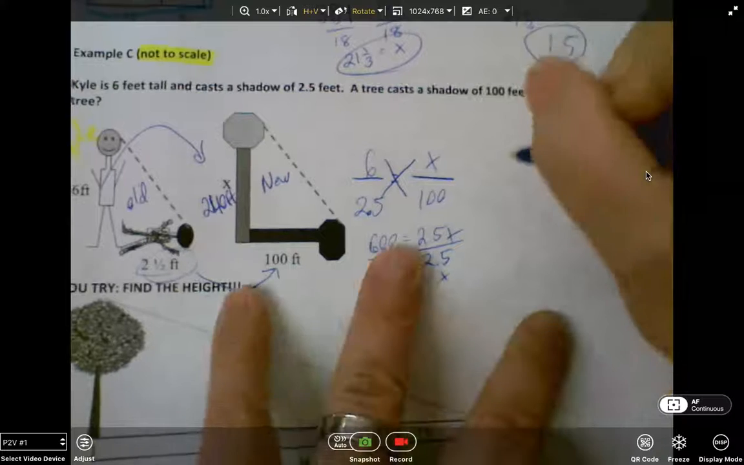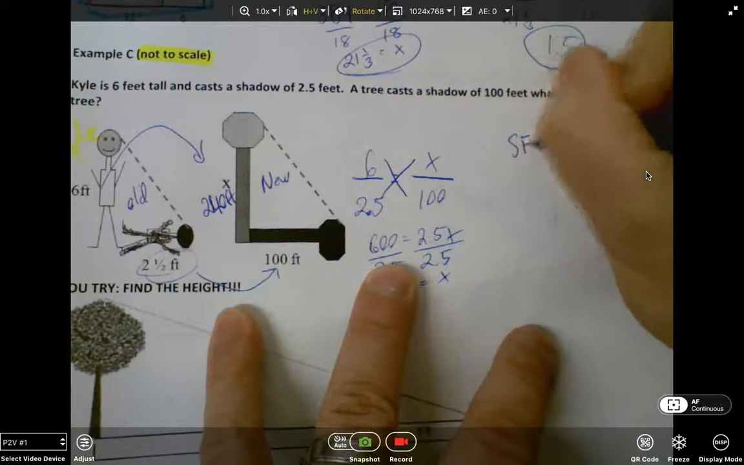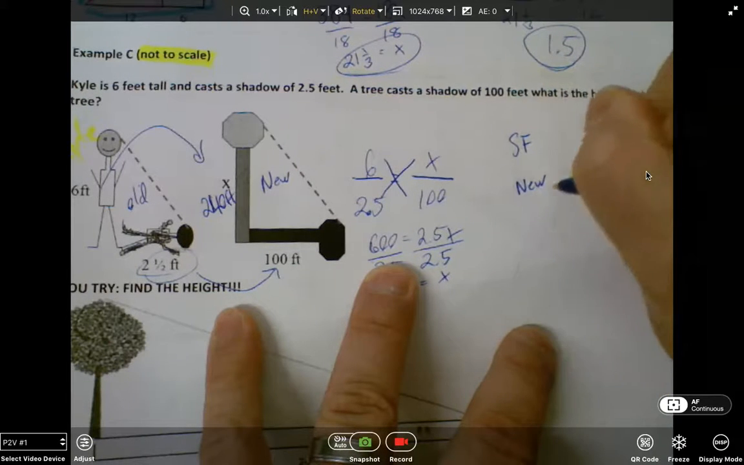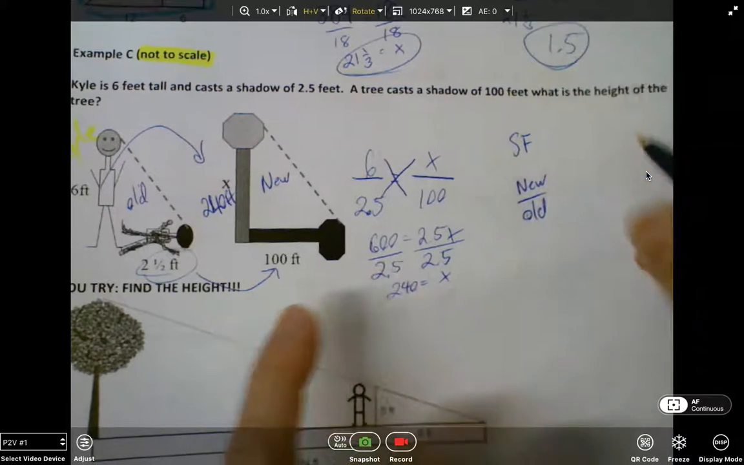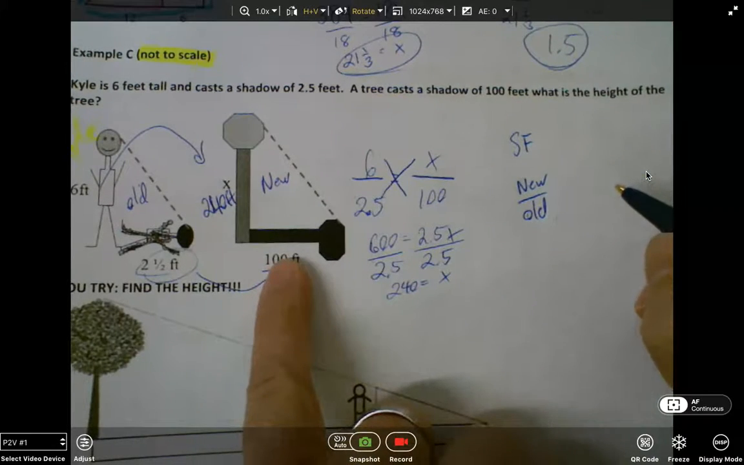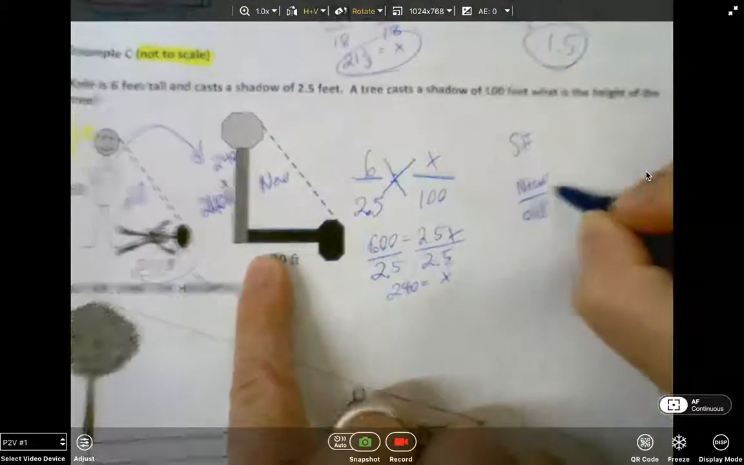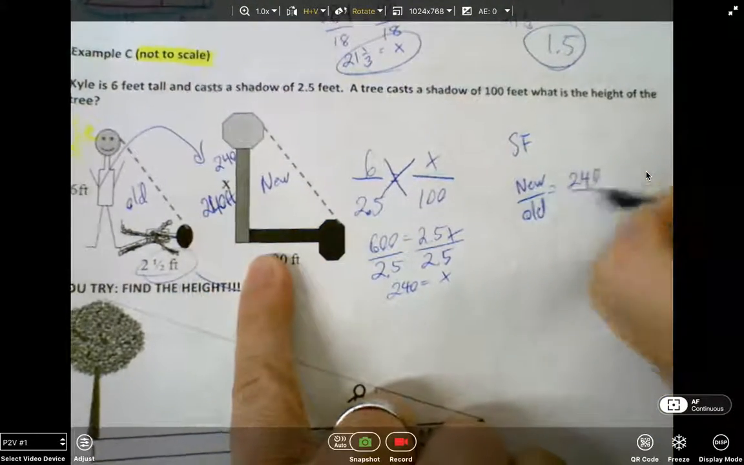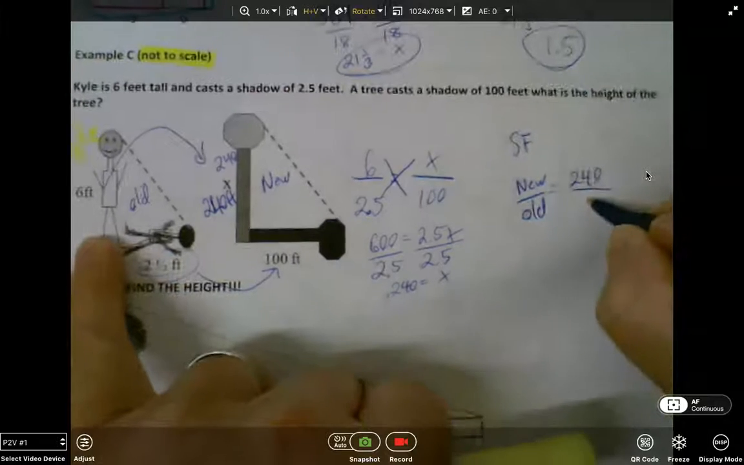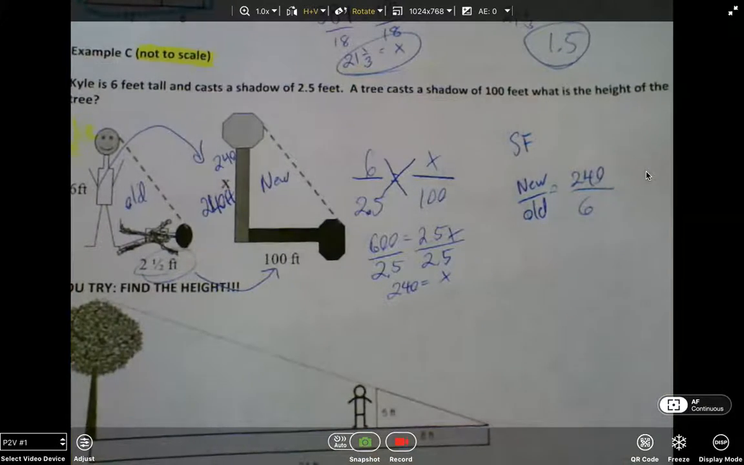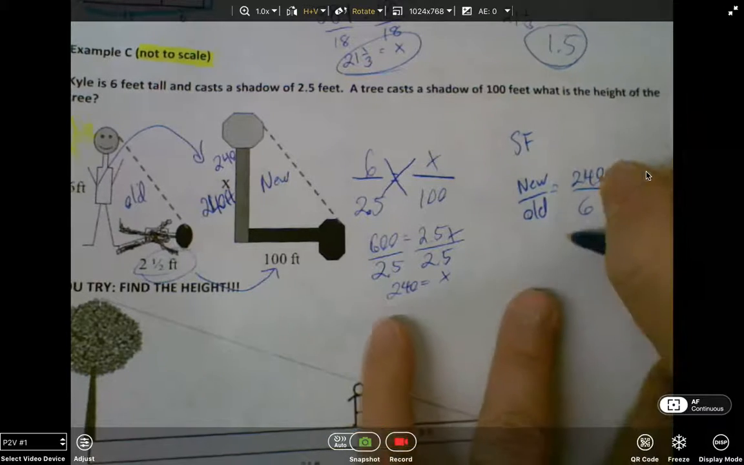Now, if I wanted to quickly get the scale factor, no problem. I will just do scale factor is new divided by old. I'll choose the height of the tree. So 240 divided by the height of Kyle, which is 6. So 240 divided by 6 is 40.